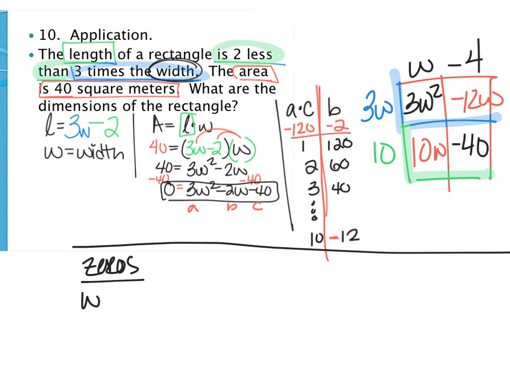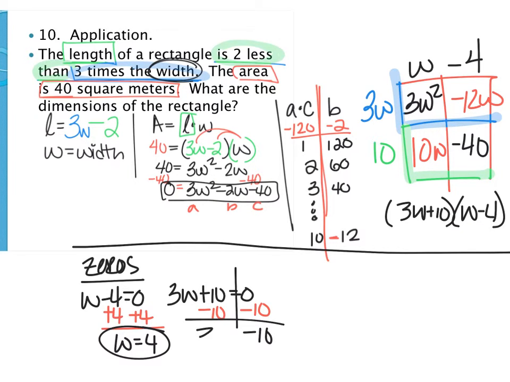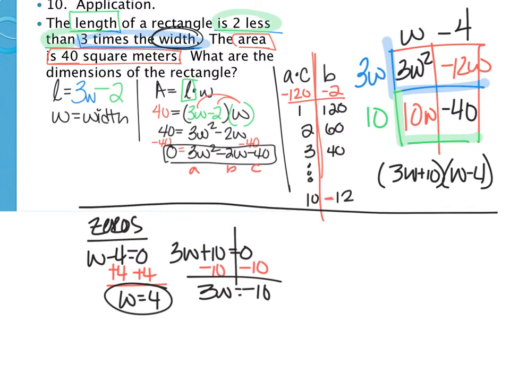And zeros you find by saying W minus 4 equals 0, and 3W plus 10 equals 0. Could you use both of these? Yes, no, maybe so, I don't know. We just work and pray it all comes out at the end. Can I be completely real with you? That's what I be doing.